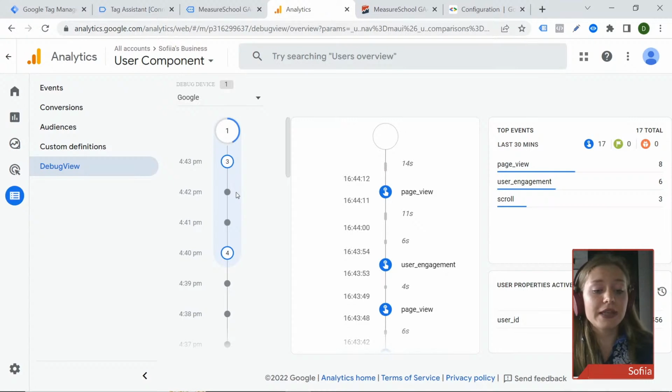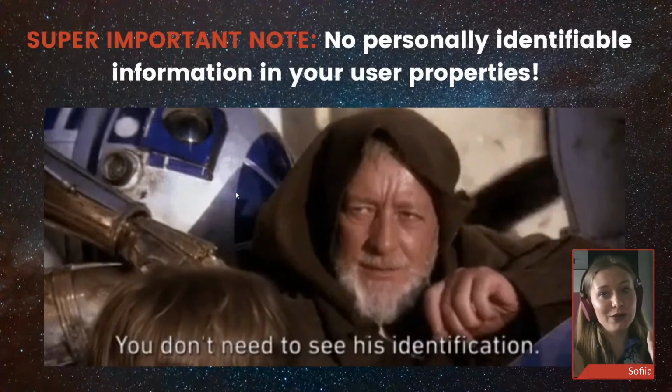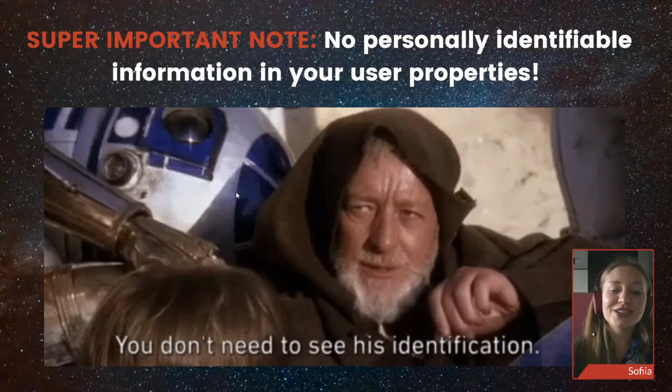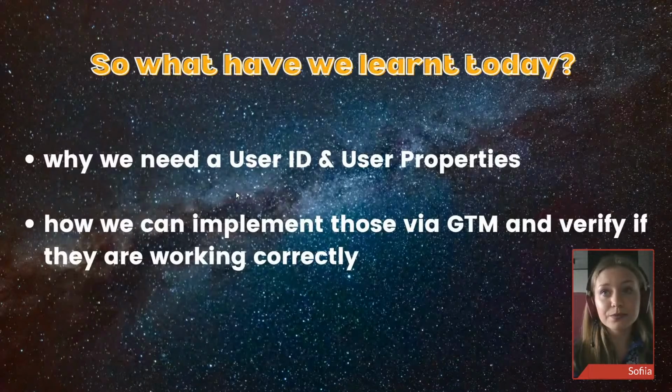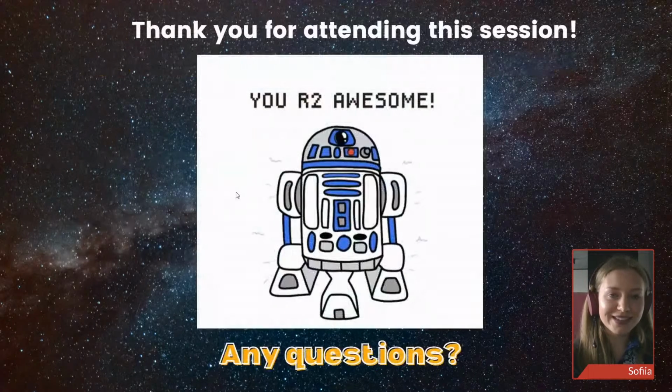this is just two main steps to remember when it comes to implementation. Again, no personally identifiable information in your user properties. And to sum up, what have we learned today? We have learned why we need a user ID and user properties in general. We discussed what this is, and I'm sure now you can implement those via Tag Manager without any problems and verify if they're working correctly.